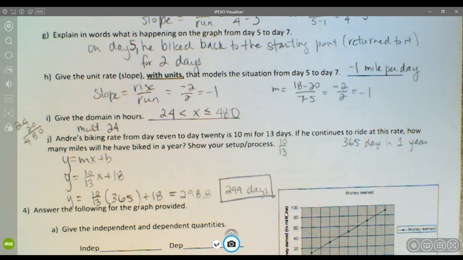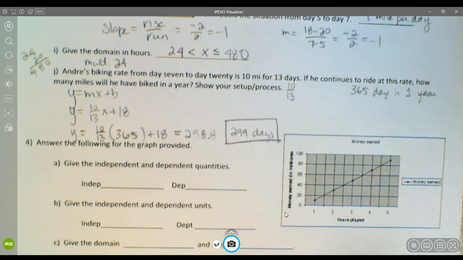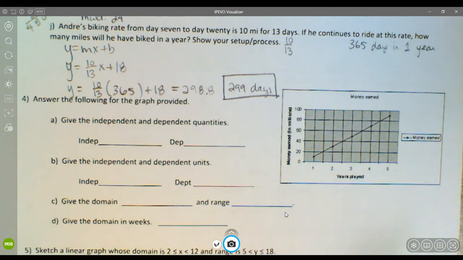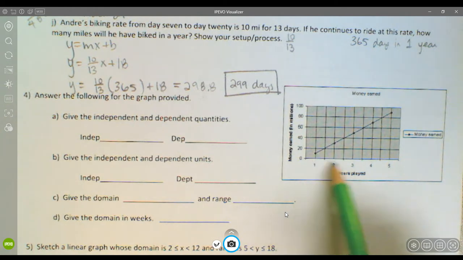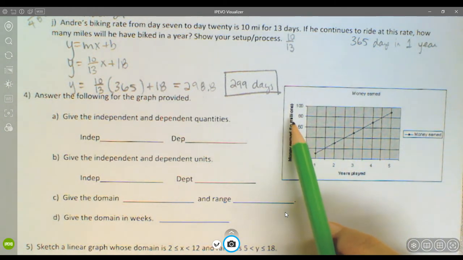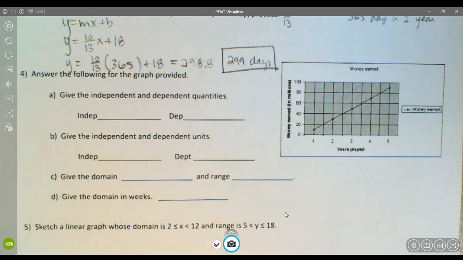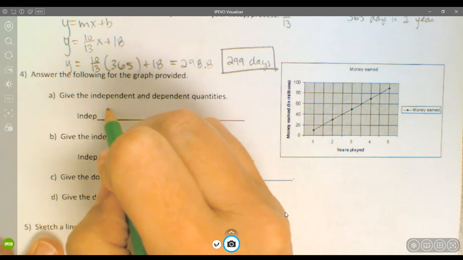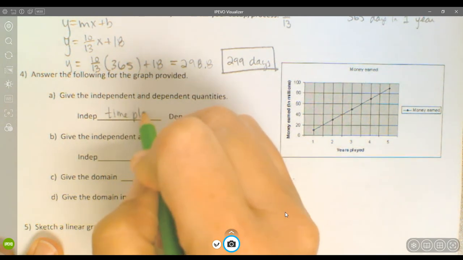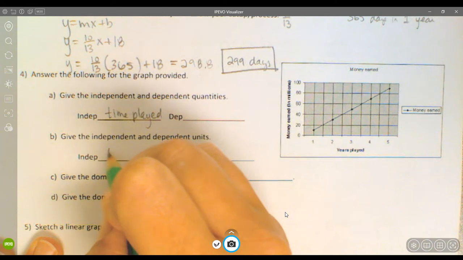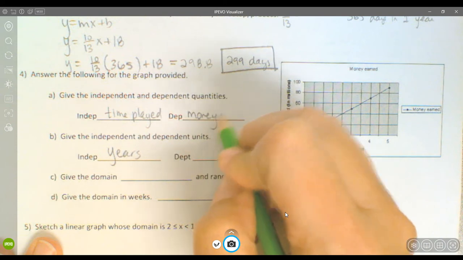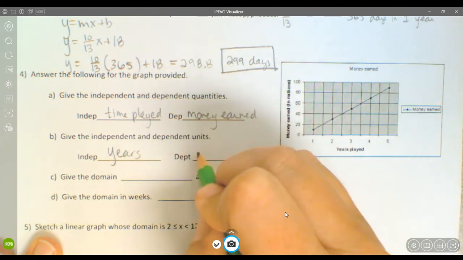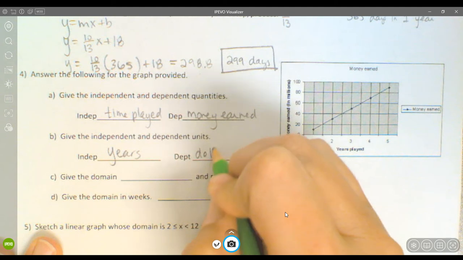All right, number 4 has a little trick question built in. So let's see if you notice this. We want to answer the following for the graph provided. So it looks like it's money being earned by somebody. So the number of years you played are graphed with the money earned in millions. Give the independent and dependent quantities. Well, it's time played, measured in years, versus money earned in millions of dollars.